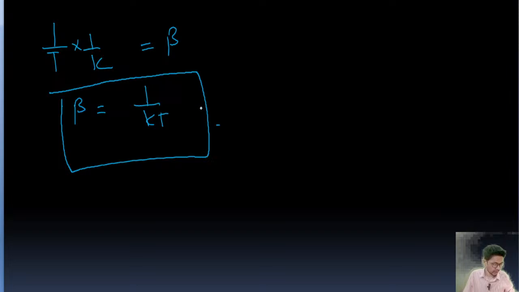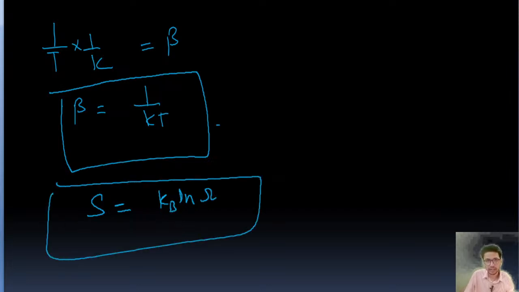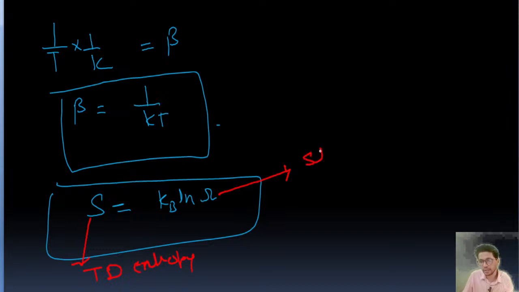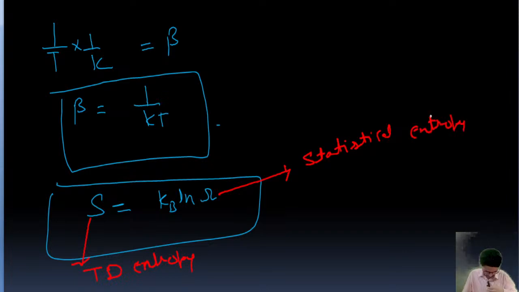Entropy is k ln Ω, or k_B ln Ω. k_B is the Boltzmann constant. Here you need to understand this S is thermodynamic entropy, in short TD entropy, and this Ω is called statistical entropy.